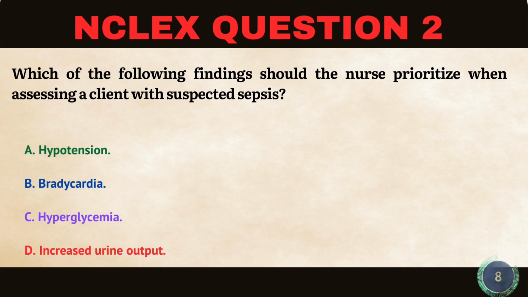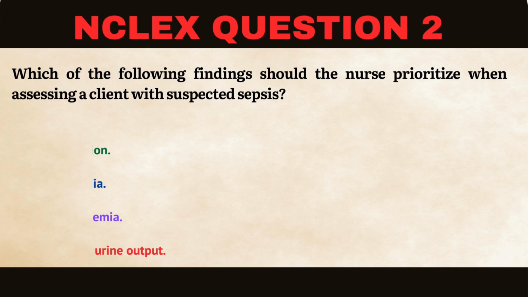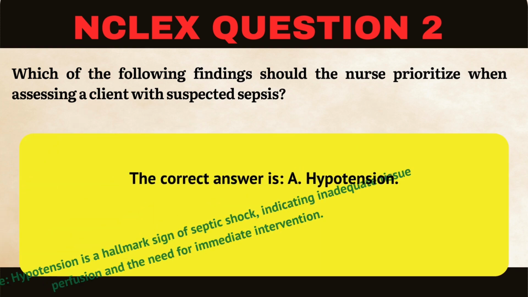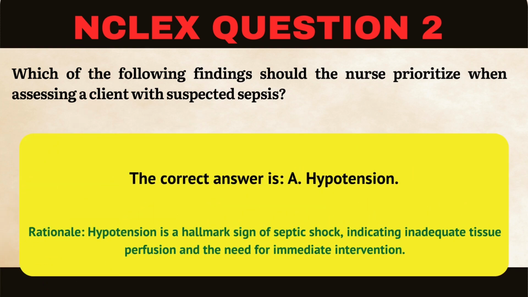Which of the following findings should the nurse prioritize when assessing a client with suspected sepsis? A. Hypotension. B. Bradycardia. C. Hyperglycemia. D. Increased urine output. The correct answer is A. Hypotension. Rationale: hypotension is a hallmark sign of septic shock, indicating inadequate tissue perfusion and the need for immediate intervention.